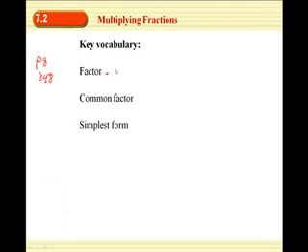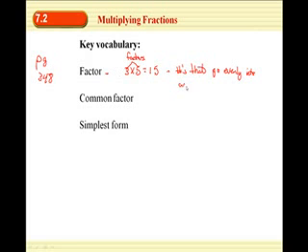Factors are numbers. Well, let me write it. 3 times 5 is 15. 3 and 5 are factors. Okay, so factors are numbers that go evenly into another number.